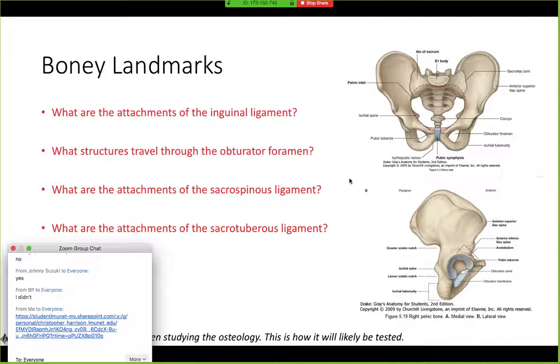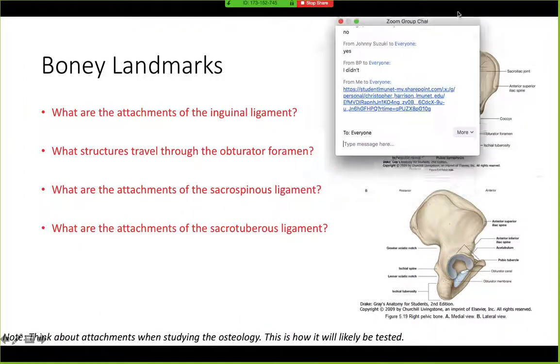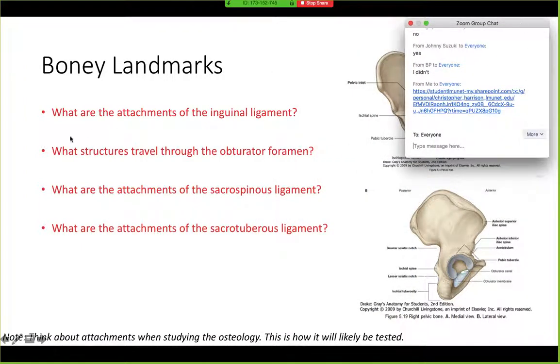I'm sure the anatomy faculty would disagree with me, but if you're trying to be the most efficient, I would not sit down and just try to rote memorize every prominence on those os coxa. I would try to learn it in the context of what attaches there or why that landmark is important. Because if you do that, you're killing 2 birds with 1 stone and you're more likely to memorize it, okay?